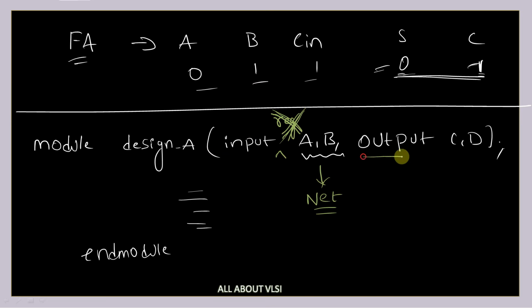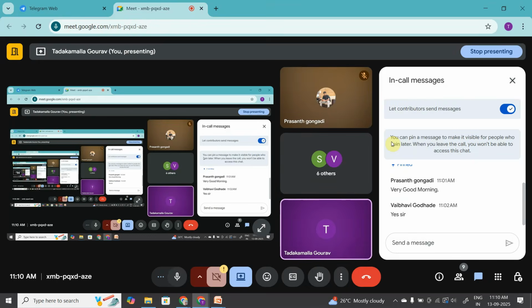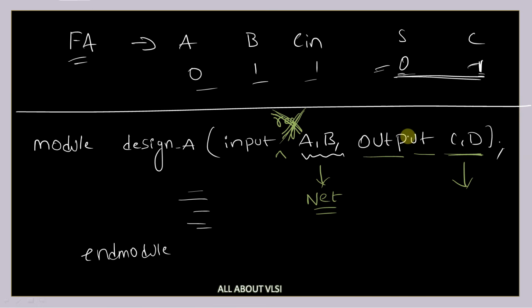Okay. Now coming to this output C comma D. What is the data type of this C comma D? Can anyone tell me? Output C comma D. Exactly. So this particular C comma D will be net itself. If you don't mention any data type, that will be considered as net. But if you mention explicitly as reg, then it will be considered as reg data type.